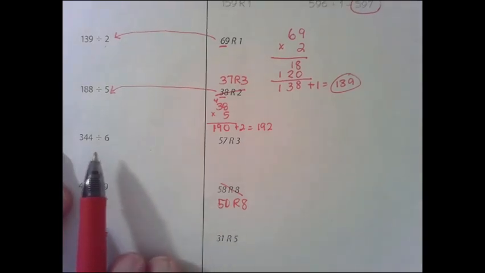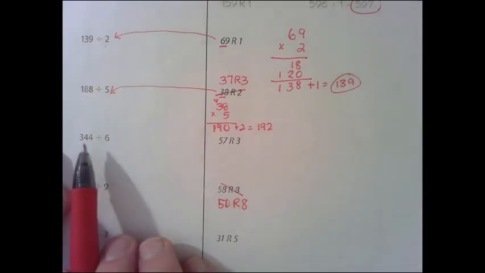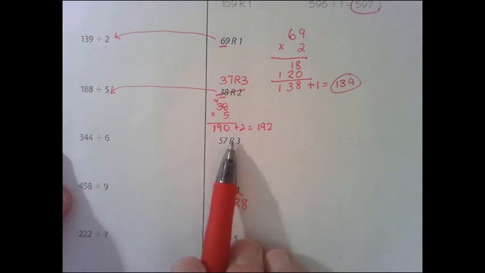Okay, welcome back. So let's look at this next one. It's 344 divided by 6. The student got an answer of 57 with a remainder of 3. Okay, so again, we've got to check by multiplying.